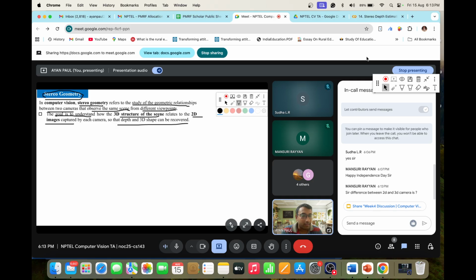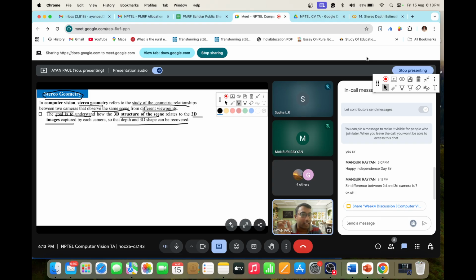Difference between 2D and 3D camera: there is nothing like a 2D and 3D camera. All cameras, what is the property of a camera? Like you have seen in the previous class, a camera converts a 3D real point to a 2D image point. So in our real space, all the points are in 3D. Now with the help of any camera, we are converting the 3D real scene to a 2D image point. So that is with a single camera.